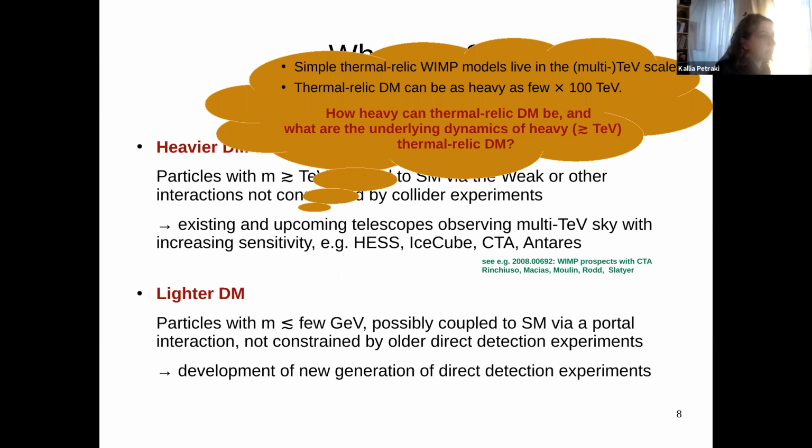And so we can ask, if we also care about thermal-relic scenarios, not necessarily WIMPs, in fact, thermal-relic dark matter can be as heavy as a few hundred TeV. And so this is a question we can ask more precisely: how heavy can thermal-relic dark matter be? And not only that, but if we really want to explore the heavy thermal-relic dark matter possibility, then we should also ask what the underlying dynamics are in such models in the multi-TeV regime.